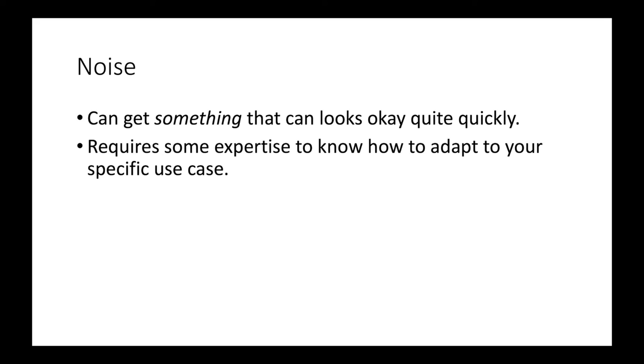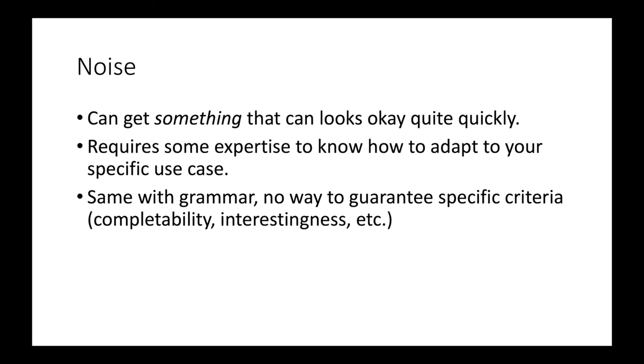Now, same with a grammar. There's no way to guarantee that specific criteria like completability or interestingness, etc., are going to be true of your generated thing. It's just not possible. So in an offline situation where we generate a landscape first and then we edit it from there, that's fine. We as humans, designers, can enforce certain things. But if this is just happening at runtime, there's no way to know what you're going to get.